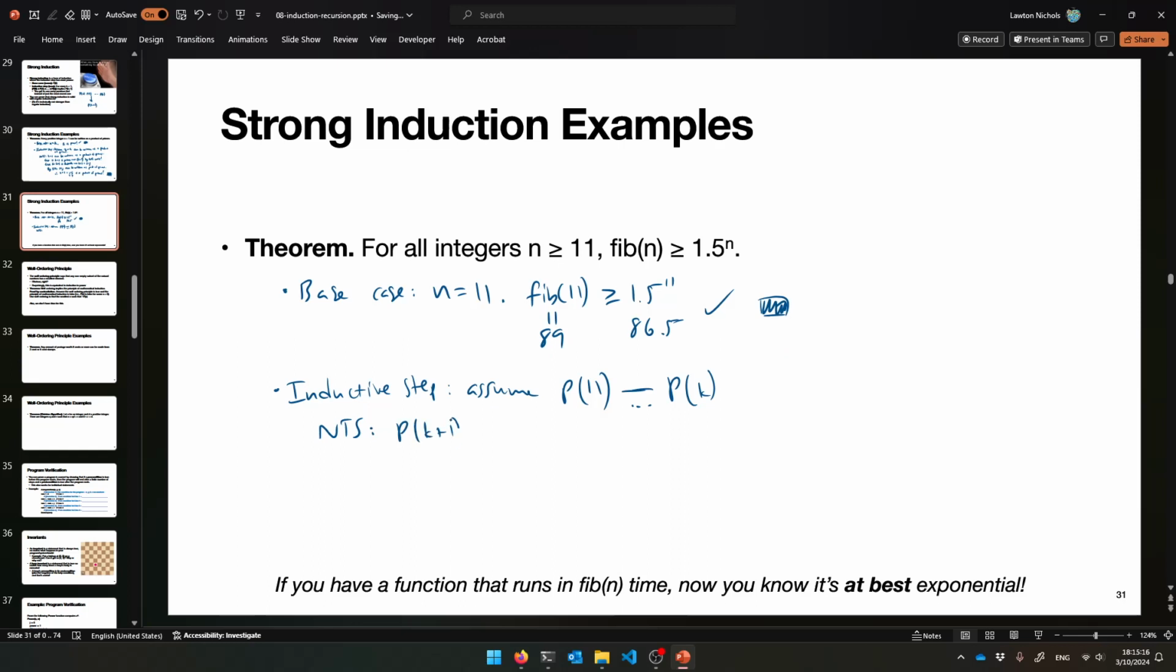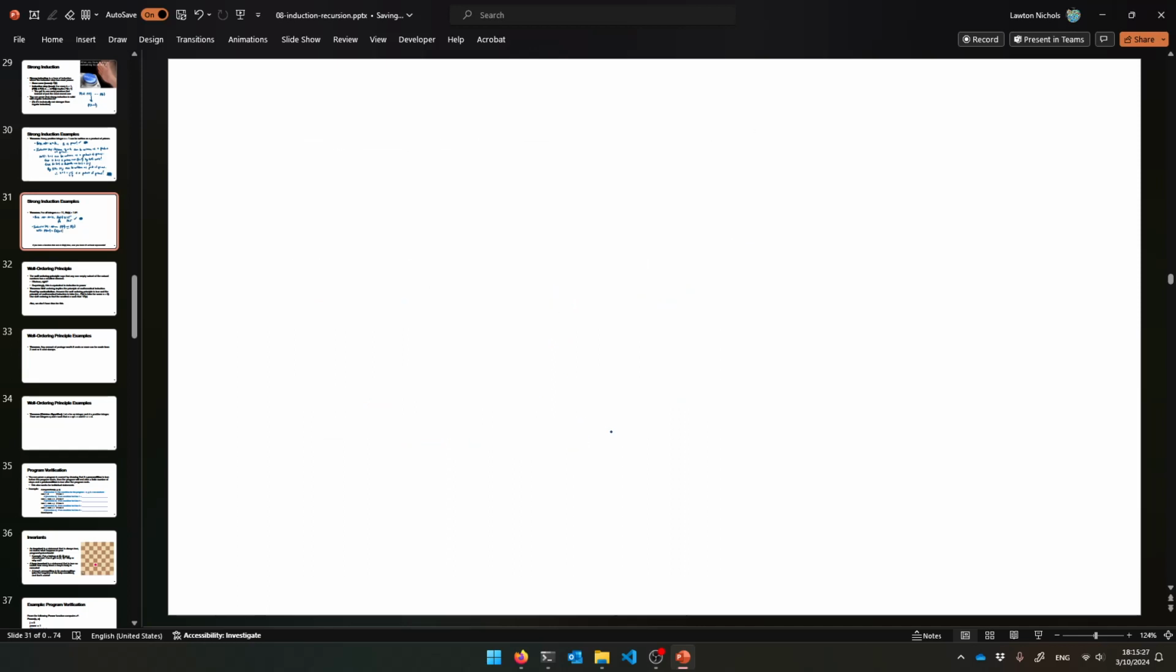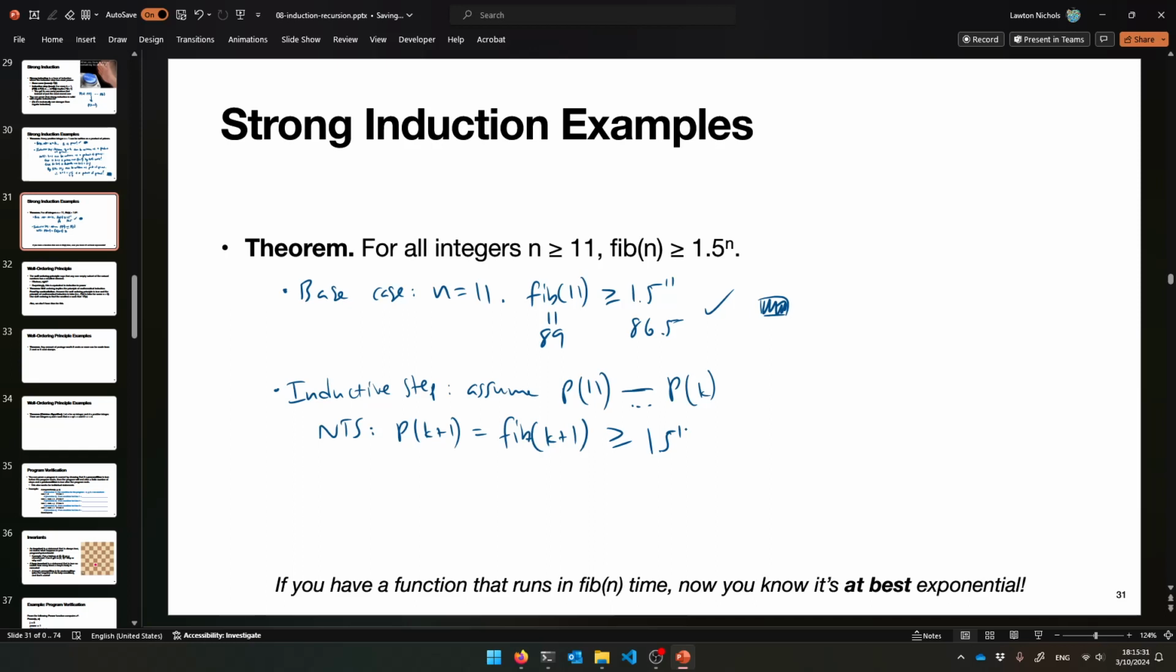Need to show that P(k+1) is a true statement, which expands to showing that fib of k plus 1 is greater than or equal to 1.5 to the k plus 1. See that? That's what I need to show now. And the reason I need strong induction, I can't just use P(k), is because Fibonacci is defined using two previous elements, not just the previous one. It's shown using k and then also k minus 1, right? Here's how you define the Fibonacci sequence: it goes 0, 1, 1, 2, 3, 5, 8. And it's the two previous things, not just the one before it. So normal induction won't work. You need the two previous things to add together to make the next term.